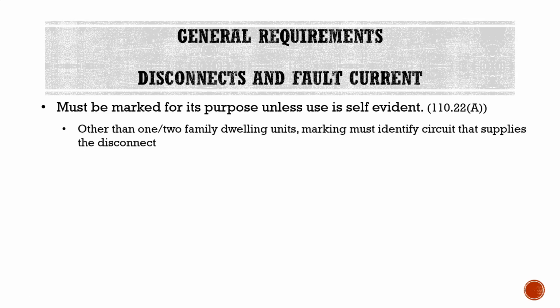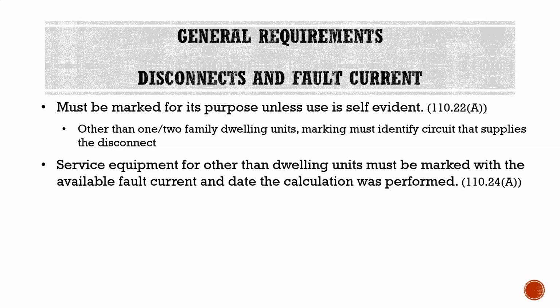The exception to this, or an exception in regards to disconnects, is that in other than 1 and 2 family dwellings, the marking we just talked about must also identify the circuit that supplies the disconnect. So in addition to that overhead door labeling, it would also have to identify that the disconnect is fed by circuits 1, 3, and 5, for example.